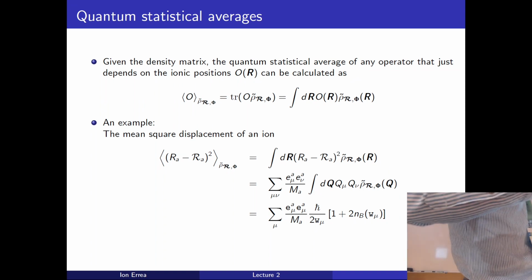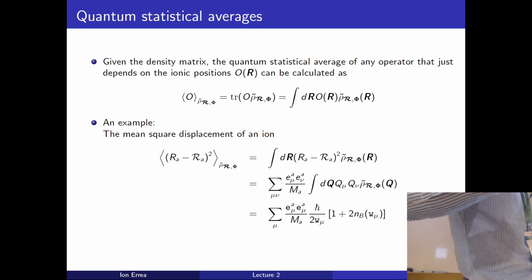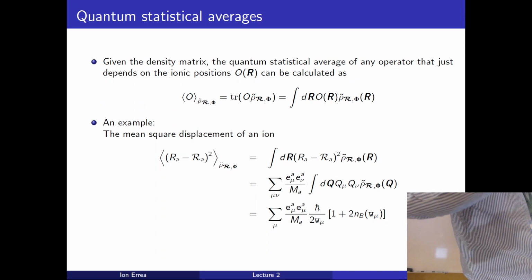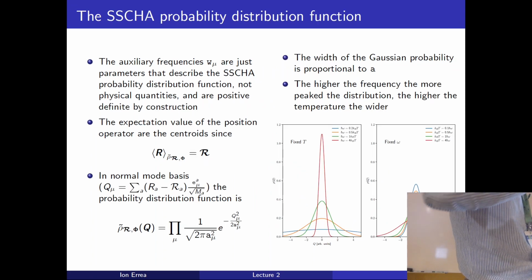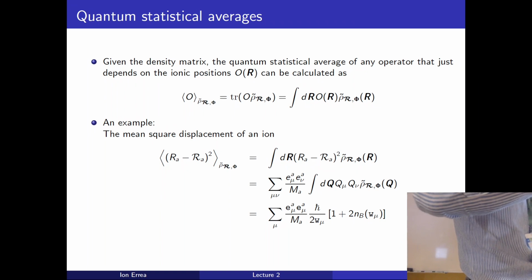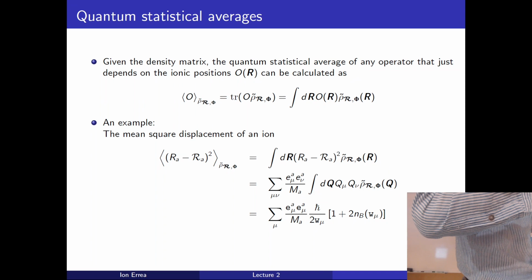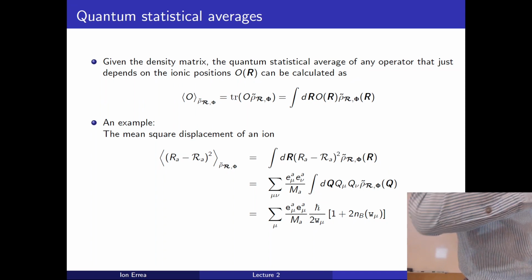An example: let's take the mean squared displacement of an ion, A, with respect to the centroid position. This is squared. You can do the math. You go back to this equation. This is very easily solved in the normal mode basis, basically applying this transformation. You go to that transformation, you have this object, and you will see that this just gives you this thing. Here we have our auxiliary polarization vectors, auxiliary frequencies, and the Bose-Einstein occupation of that frequency.